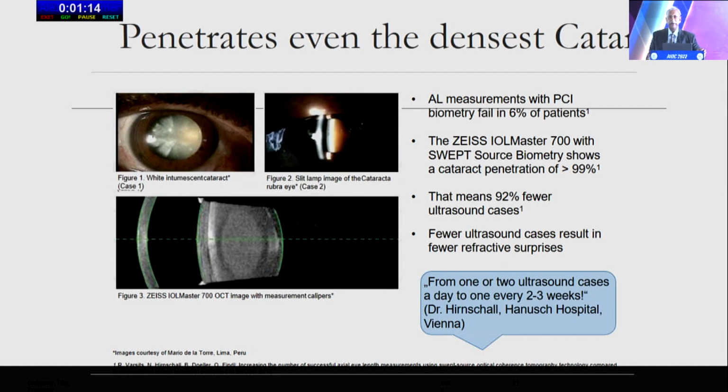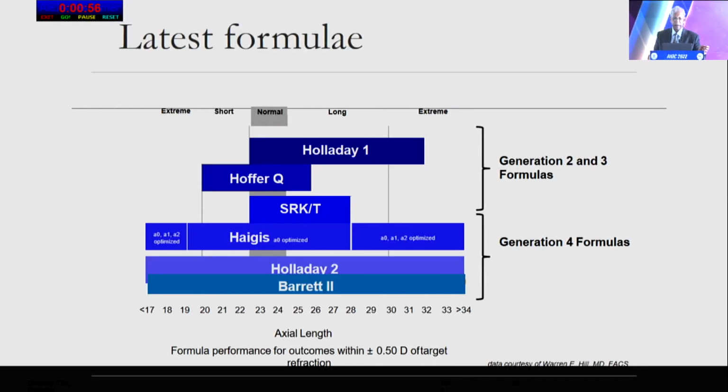Contrary to popular belief, the new optical biometers can penetrate through even very dense mature cataracts such as these. This is a true picture on a dense mature cataract such as this. You will get excellent results. So now it becomes very, very applicable even to patients who are with a very, very dense cataract.